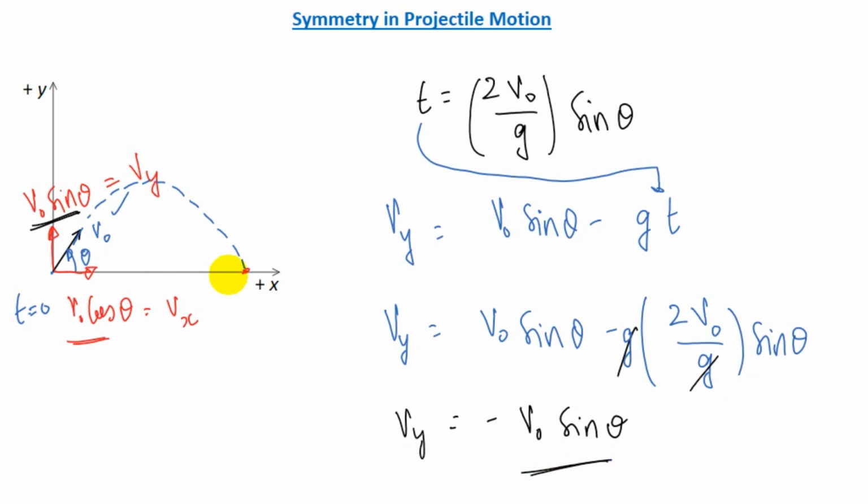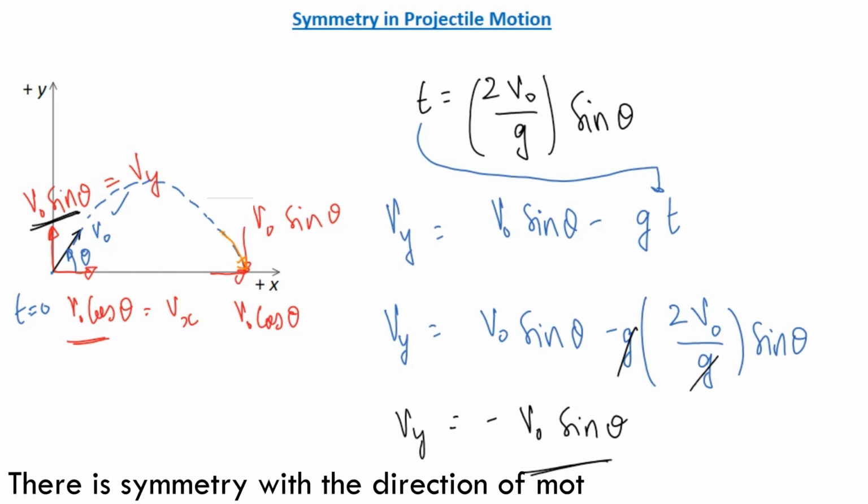And the x component of the velocity will remain the same. This will be v0 cosine theta. But for the y component, the magnitude will remain the same, but the direction will be opposite. So this will be its direction. This will be v0 sine theta. So what would be the velocity? The velocity would be in this direction, like this. So we see that the projectile lands with the same speed it had when it was launched, but the direction is changed. So the velocities are different.